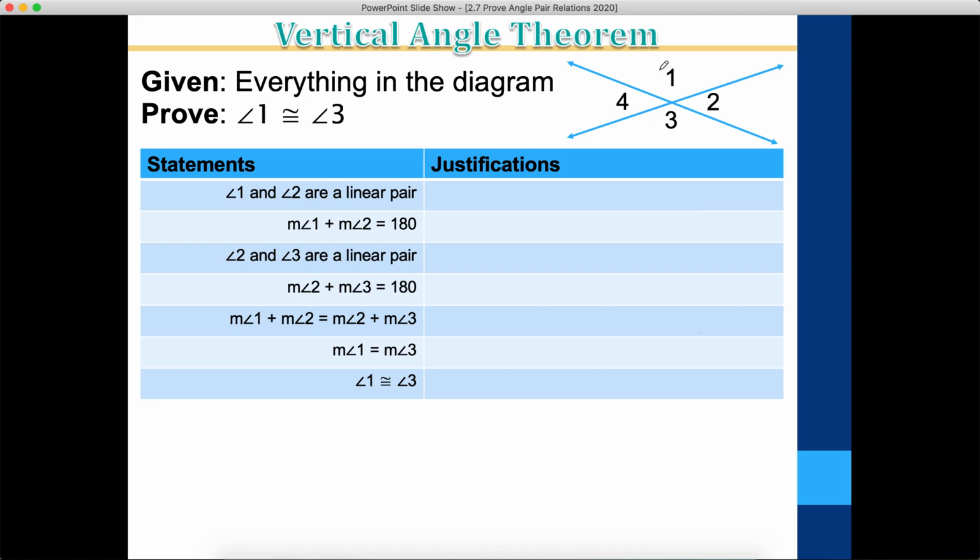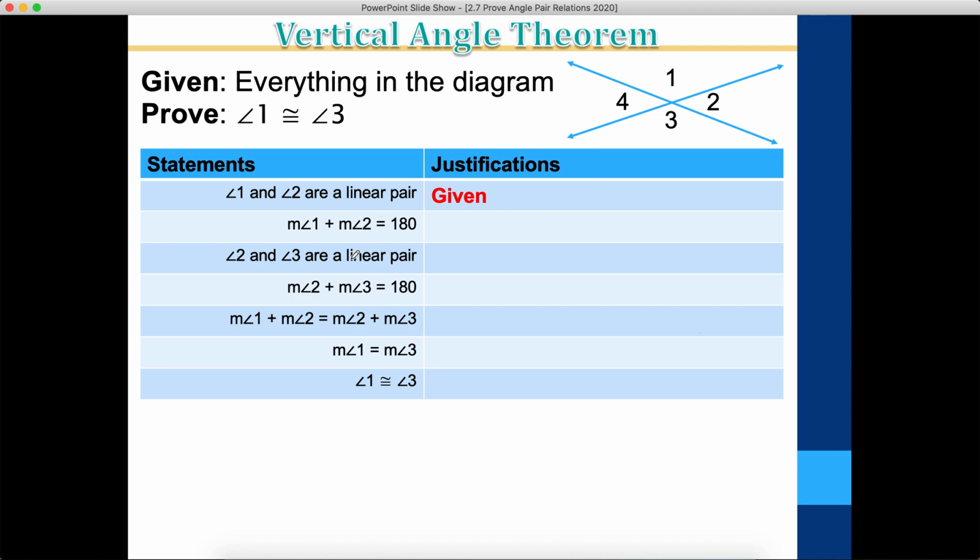We're going to start by noting that 1 and 2 are a linear pair, 2 and 3 are a linear pair. Therefore, their sum is 180. Their sum is also 180. I could actually do some congruent supplement stuff here if I wanted to. We haven't talked about that theorem yet, but anyway.